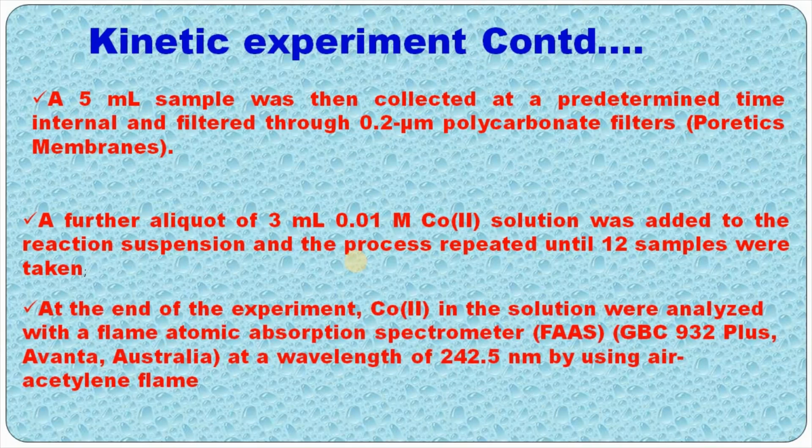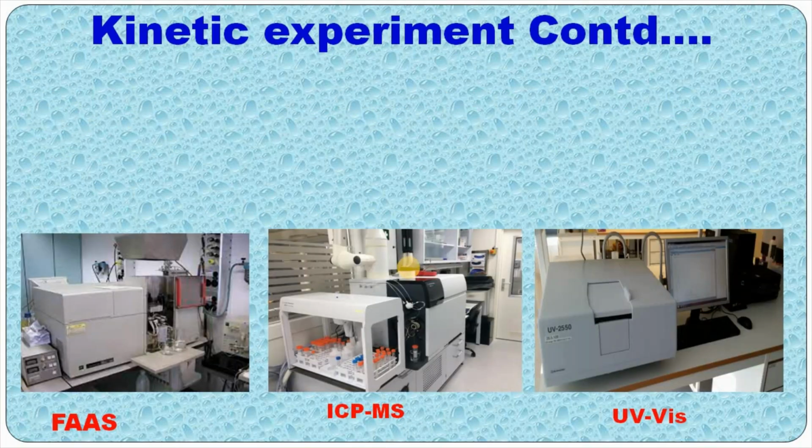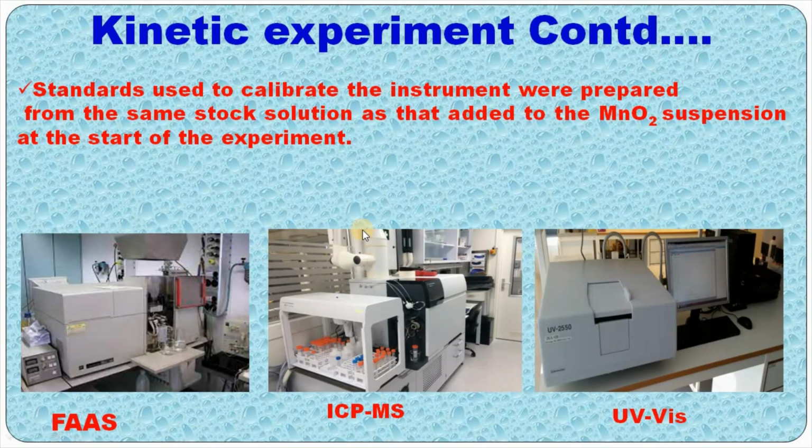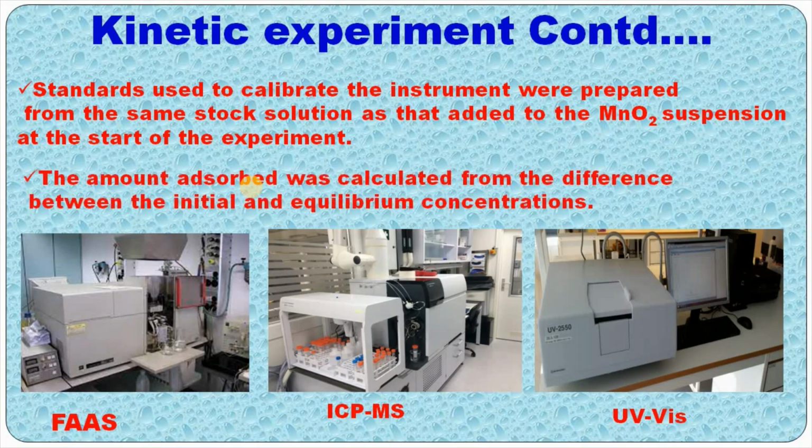At the end of the experiment, residual cobalt in the solution was analyzed with a flame atomic absorption spectrophotometer at a wavelength of 242.5 nanometer using an air-acetylene flame. Standards used to calibrate the instrument were prepared from the same stock solution as that added to the manganese dioxide suspension at the start of the reaction, and the amount adsorbed was calculated from the difference between the initial and equilibrium concentrations.